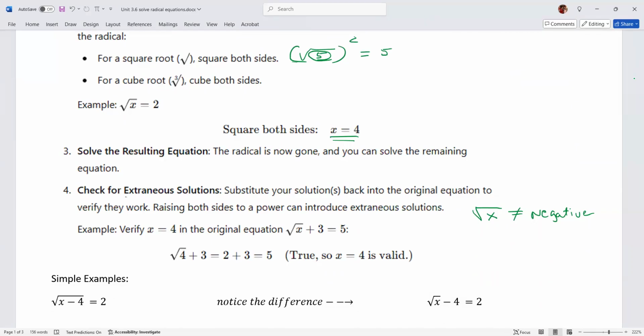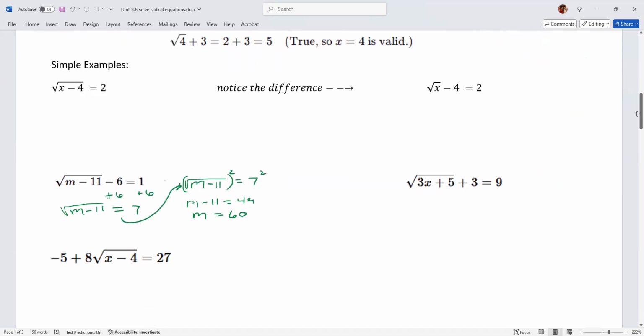Now, when you check for extraneous solutions, what you have to do is substitute your solution back into the original equation to verify it works. The primary extraneous solution you're going to get is when you have the square root of x equal to a negative number. That's a non-real answer. We haven't gotten into imaginary numbers yet. So the answer is does not exist or no real solution. Okay, so I'm just going to scroll down here and look at a couple examples.